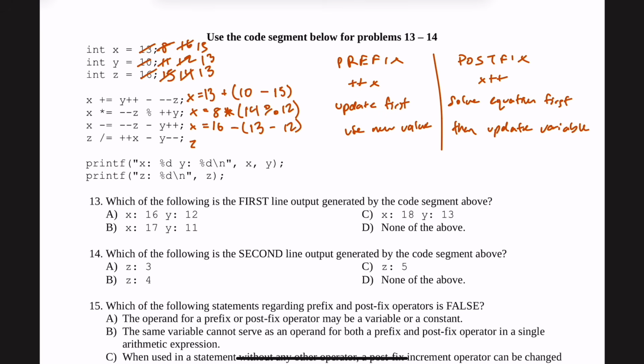Then finally, z is equal to the current value of z, 13, divided by plus plus x, update first, minus y minus minus, use the current value, 13 divided by 16 minus 13, 13 divided by 3, integer divided by integer results in an integer, so 13 divided by 3 is going to be 4. Then we're going to update y because it's postfix. So our final answer is going to be x is 16, y is 12, and z is 4. So 13 is A, 14 is B.